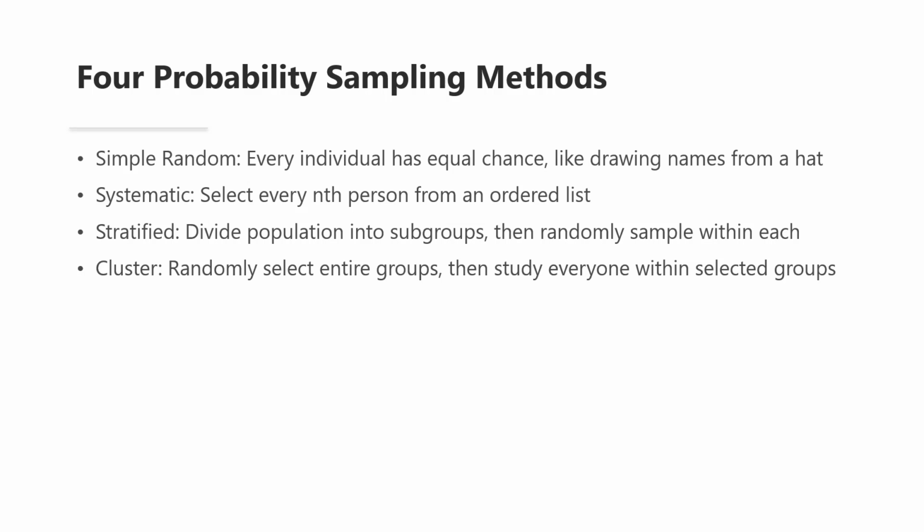Cluster sampling randomly selects entire pre-existing groups, called clusters, rather than individuals.